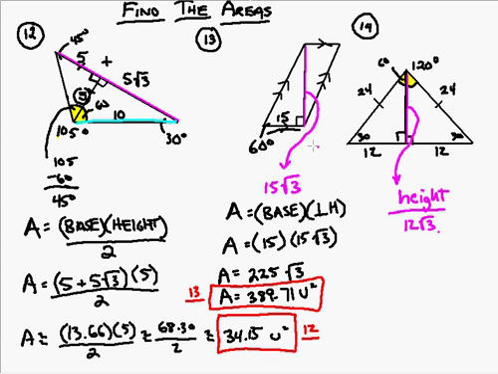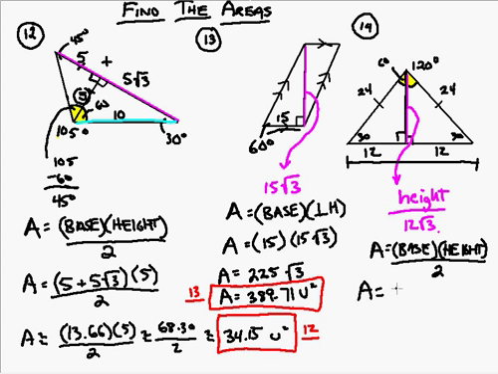Alright, so to find the area of this triangle, it's base times height divided by 2. So area is equal to base times height divided by 2. My base here, the whole thing right here, is 24. So area is equal to 24, my height is 12 times the square root of 3, and I'm dividing that whole thing by 2.